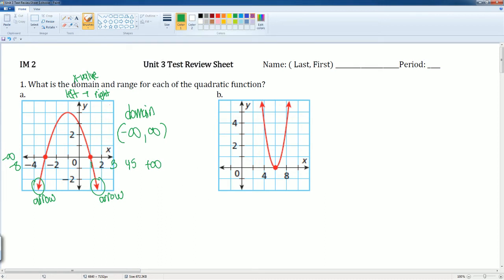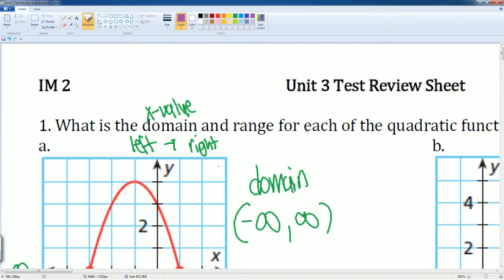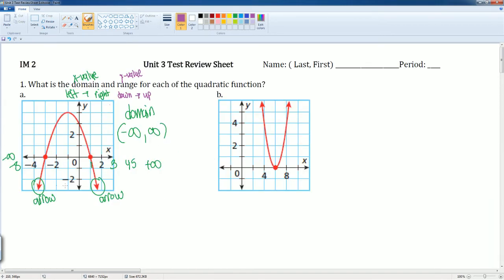Next, let's take a look at the range. The range is referred to as the y value. When we look at the y value, we are going from the bottom. So we're going to look from down all the way till we look up. In this problem, we look down and we go all the way to negative infinity, then we look up.